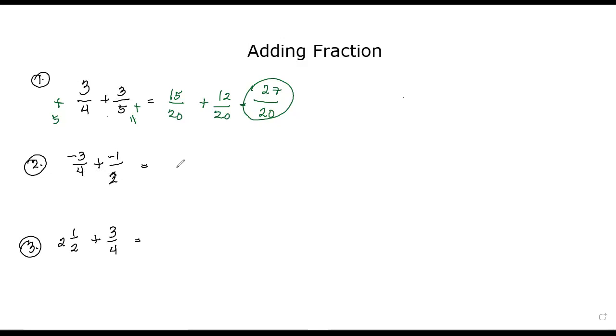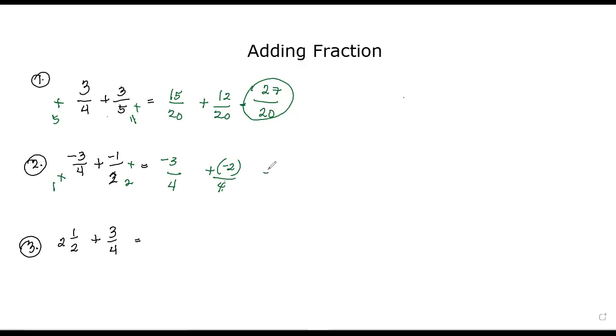So the LCD of the given in number 2 is 4, because we can divide them both by 4. So 4 divided by 4 is 1. 1 times negative 3, the answer is negative 3. 4 divided by 2 is 2. 2 times negative 1 is negative 2.